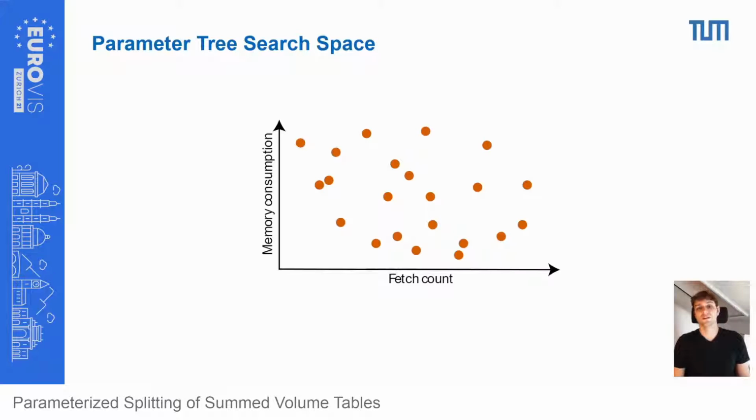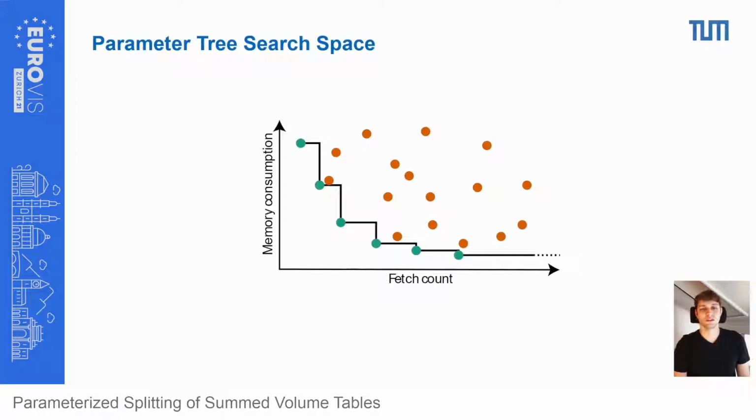Conceptually, we can think of parameter trees as being two-dimensional points where memory consumption and fetch count is mapped to the point's coordinates. When doing so, we end up with a large scatter plot where each point represents a possible parameter tree. The parameter trees we are interested in are those for which no other tree exists with both smaller memory footprint and fetch count. These are the optimal parameter trees, here shown in green. Their points follow a memory performance trade-off curve that tells us how much memory one requires at least when having a fixed number of fetches available.